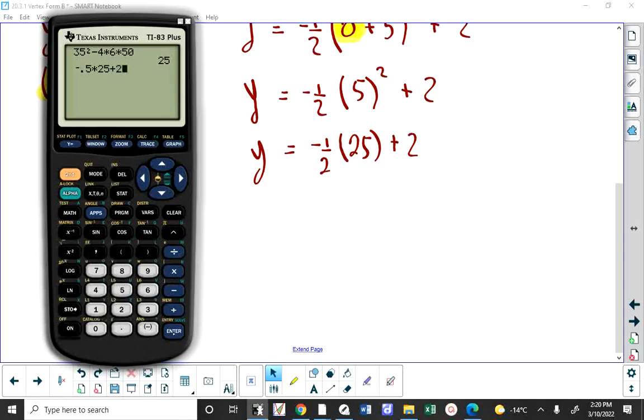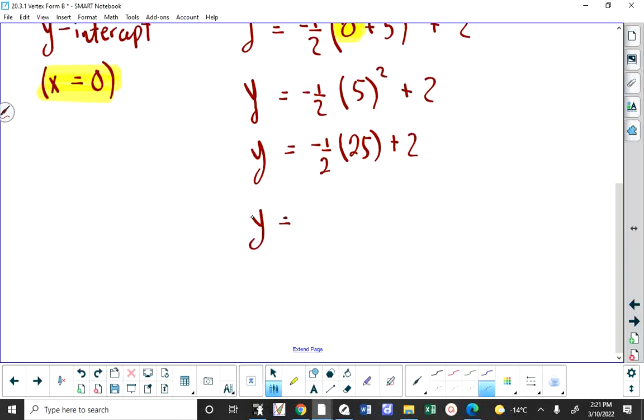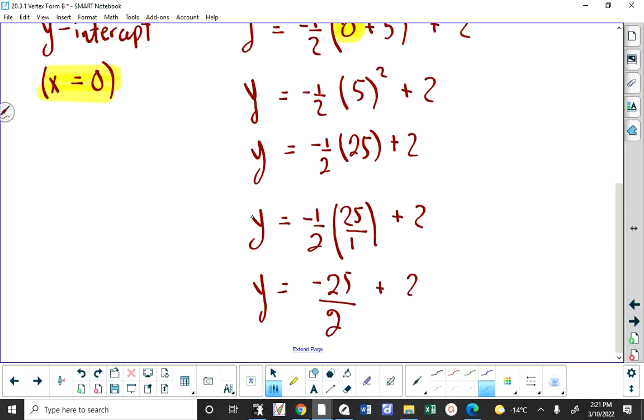And then adding 2. And saying the y-intercept is -10.5, but we really ought to convert it to a fraction, which is -21/2. However, at some point, you have to understand that -1/2 times 25 plus 2 can be found by multiplying -1/2 times 25/1. You multiply across the top, you multiply across the bottom, and now you have two things to add.